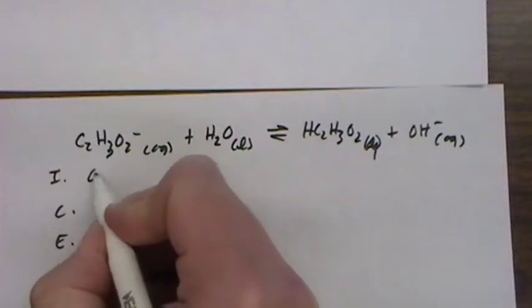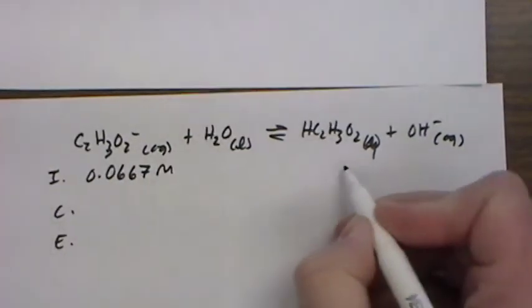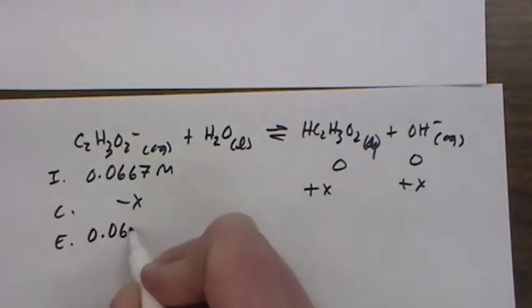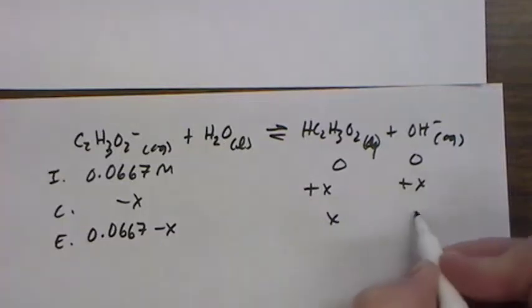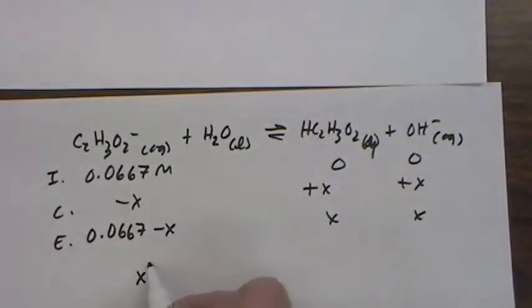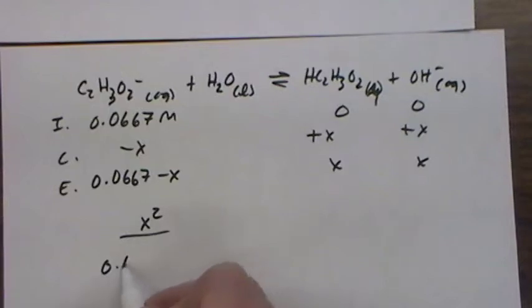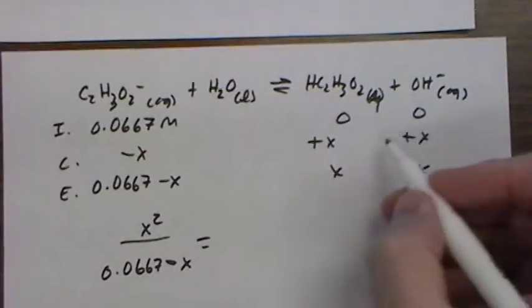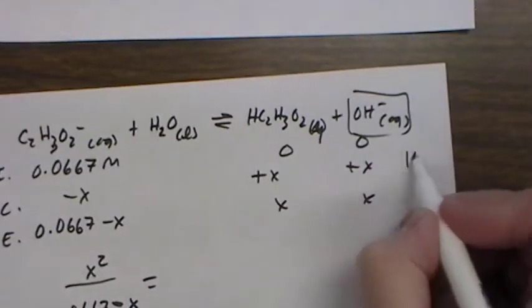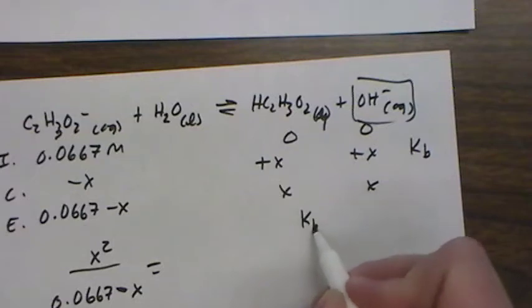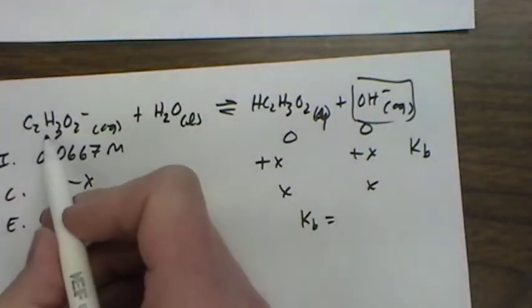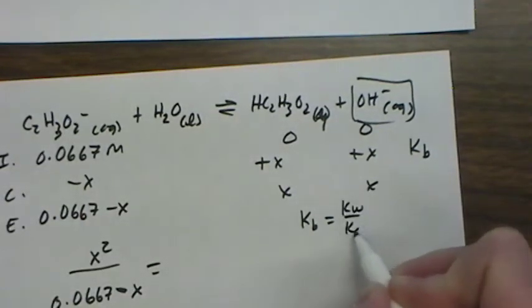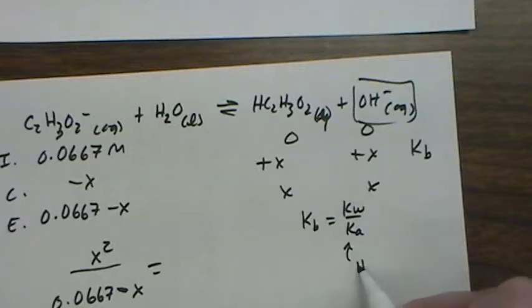Put this number in, we have 0.0667, and now we're back to a problem that we've done many times. These buffer problems, these titration problems, all require a huge amount of setup, but after we get through that, we just get back to our original minus x, plus x, plus x kind of problems. Now, this is producing OH minus, so this is a Kb expression, and we don't have a Kb for the acetate ion in a table. So we're going to take Kw divided by the Ka for acetic acid.